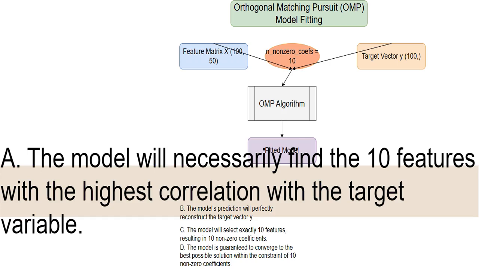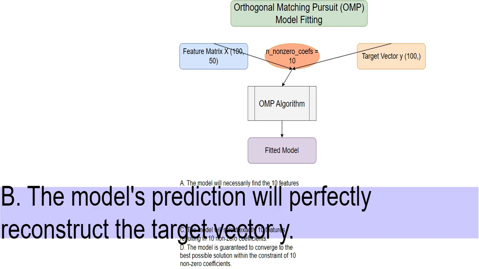This statement is incorrect. OMP uses a greedy approach. It doesn't consider all possible combinations of 10 features. Instead, at each step, OMP selects the feature that best reduces the error from the previous step. That's why it doesn't guarantee finding the globally best 10 features, only the best it can find along the path it's taking. Statement B is false, unfortunately.